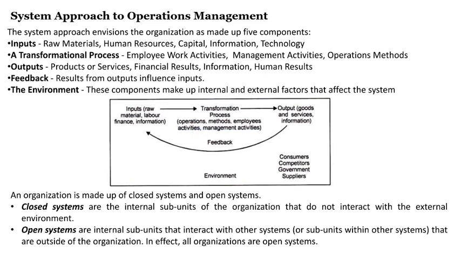So here we see the various components of operations management. 5 components are there in systems approach. The first one being input. You can see the diagram. Inputs refer to various raw materials, labor, human resources, capital, or information. The second one is the transformation process.